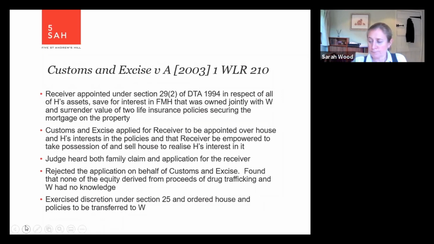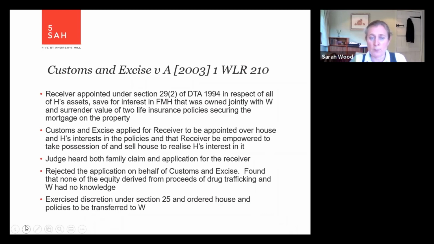So dealing then with the case of A, one of the leading cases back in 2003, which Andrew Bird from Chambers was involved in. This was a case at one end of the spectrum, in the sense that the wife neither knew about the defendant's criminality, nor was it established that the assets derived from criminality. This was a case under the old legislation, so under the Drug Trafficking Act of 1994.